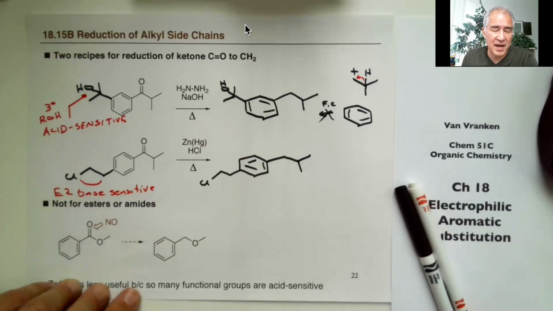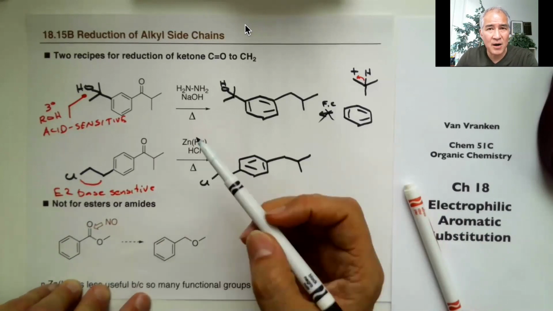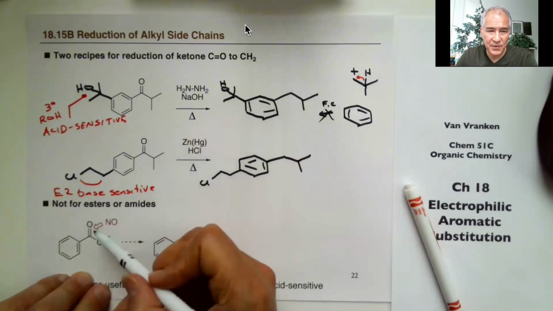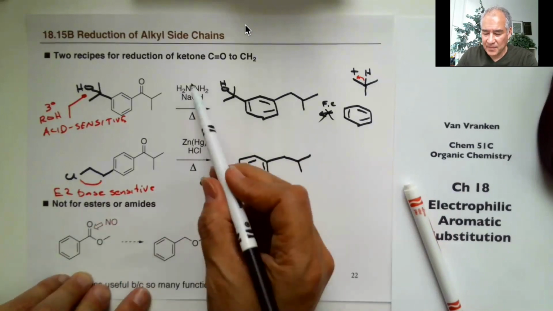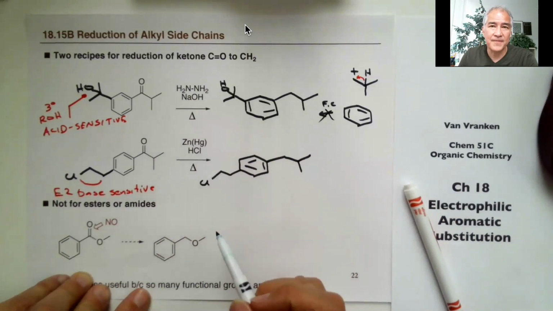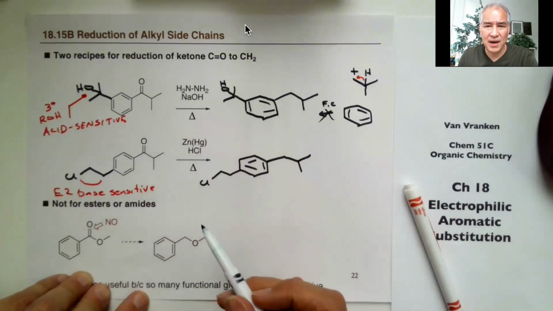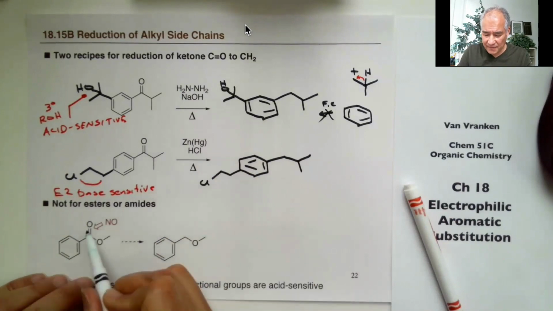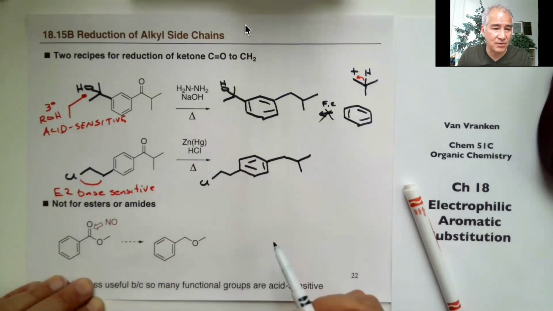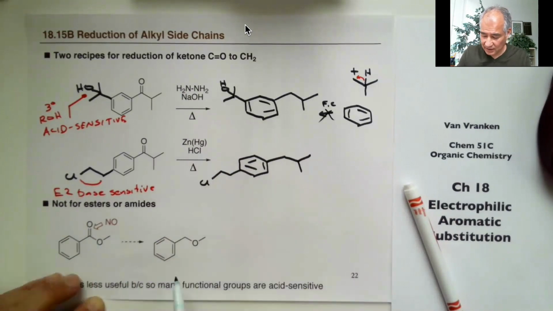Now, you're going to panic later on in this quarter and you're going to think, oh, Van Vranken said that every carbonyl in the world can be burned down to a CH2 group using either these Wolff-Kishner or Clemmensen reduction conditions. That's not true. There's a huge limitation to this reaction. Every time that you have an ester where there's an oxygen next to the carbonyl, you cannot use either of those two conditions. It won't work.